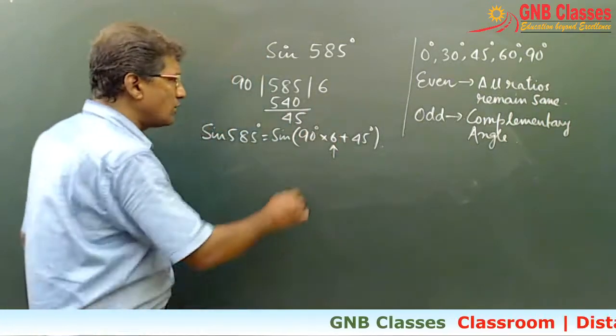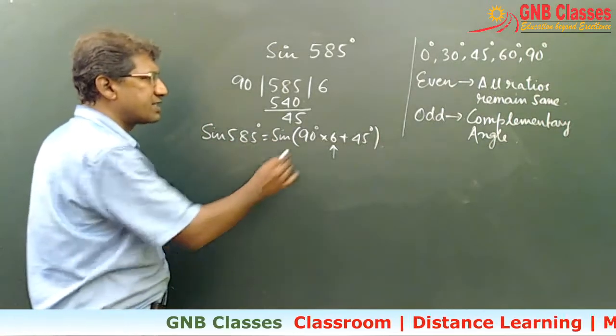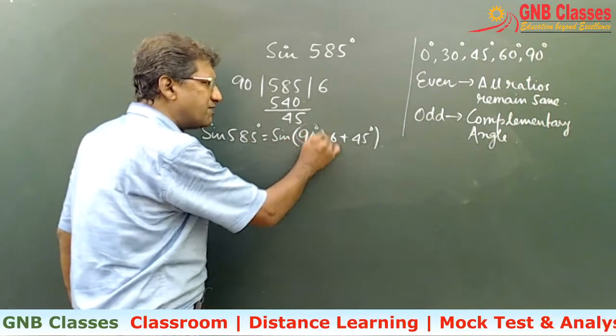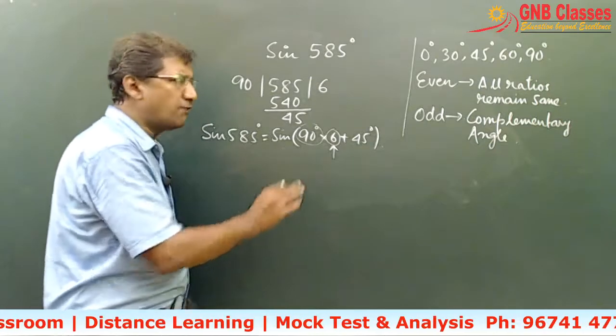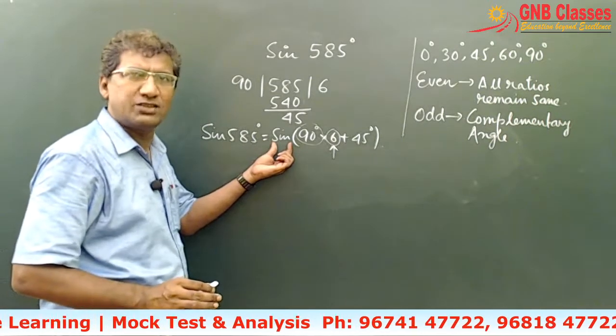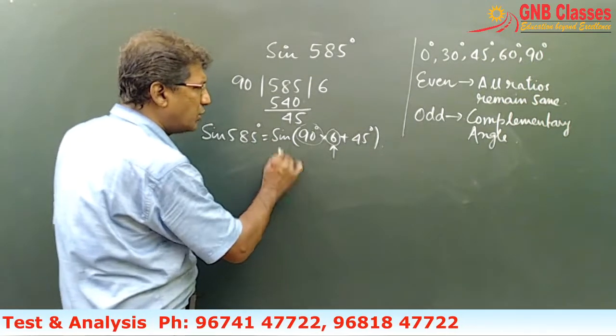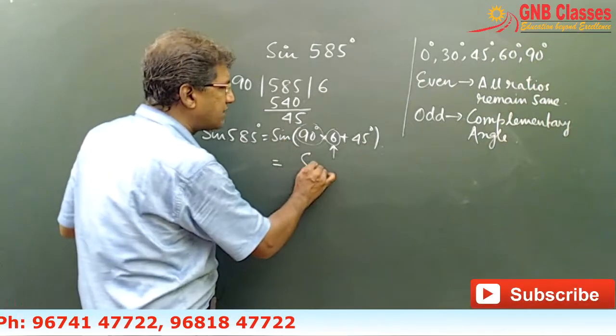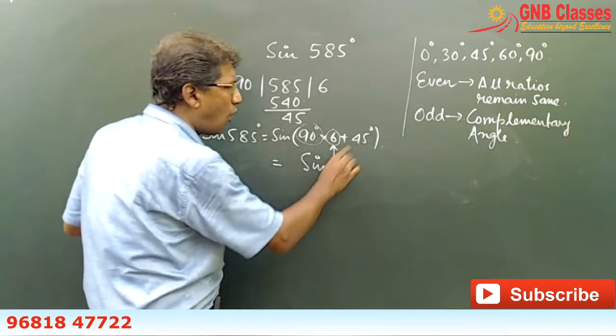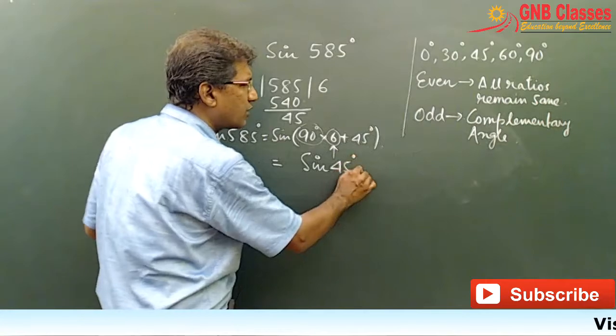Is it clear? Now you see, in this case, the multiple of 90 degrees is even. Therefore, I will not change this ratio. So simply what I will do, sine was there and I will simply write sine of this angle. Is this much clear or not?